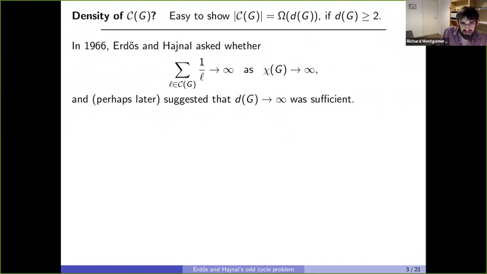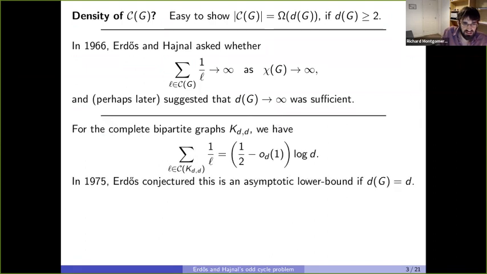So how might we expect this function to grow? We're just asking that it goes to infinity, but how fast might it need to grow? If you look at the complete bipartite graph with average degree d, then obviously it has all the possible even cycle lengths up to 2d. So if we do our calculations, we get around 1/2 log d. In 1975, Erdős conjectured that there should be an asymptotic lower bound over all graphs with average degree d. So for any graph of average degree d, this sum should be at least about 1/2 log d.